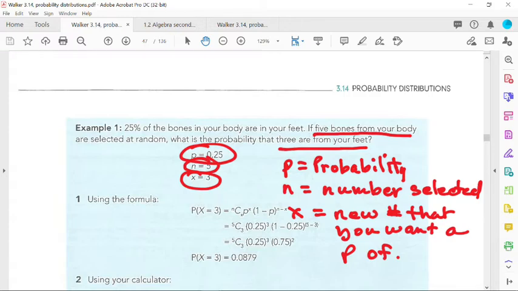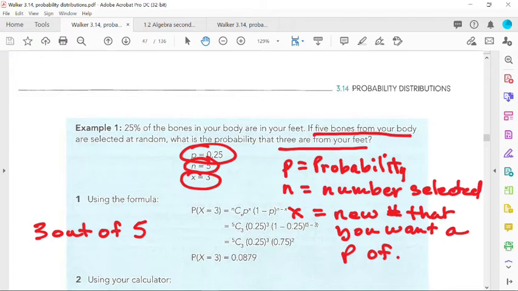Now, usually, not always, you can think of these things as, like in this case, there are 5 of them. We want to see the probability of 3. So we're finding the 3 out of the 5 that we're given. If you think of it like that, you'll always get them in the right order.